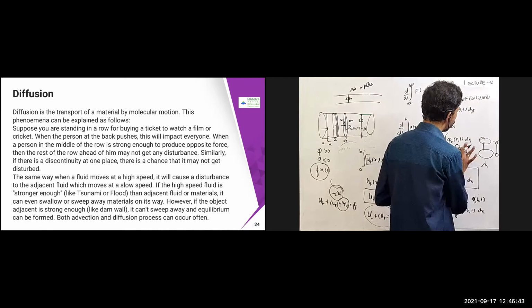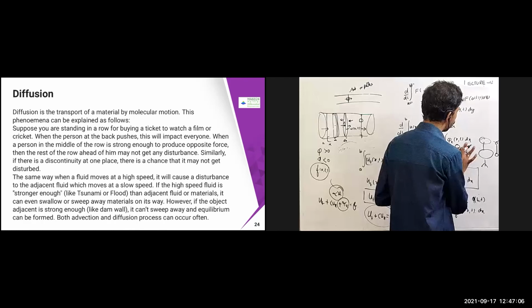Similarly, suppose there is a discontinuity at one place in this equation. There is a chance that the rest of the thing may get disturbed. It is not guaranteed that it is going to be disturbed all the time. Sometimes it may stop, sometimes it will continue. That is what happens in real phenomena.